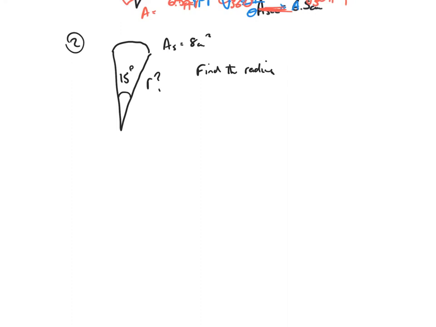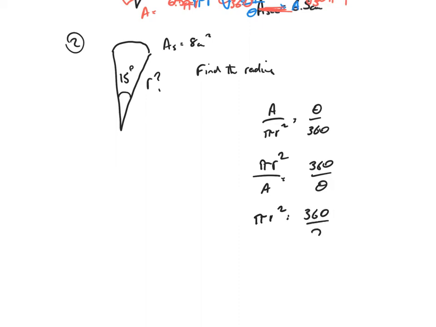So again, I'm going to recall that handy formula, which is A over pi r squared is equal to theta over 360. I'm going to then flip that upside down: pi r squared over A is equal to 360 over theta. I'm then going to change the subject of the formula to what I'm looking for, which is the radius. So the first thing that I need to do is get rid of that divide by A by multiplying by A. So that's going to be pi r squared is equal to 360 over theta multiplied by A.